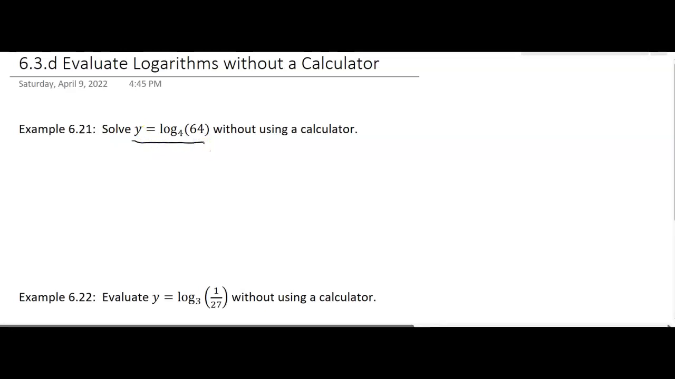And we're supposed to evaluate this side here. We're supposed to figure out what y is. So what we do is we convert it to exponential form. So here's the base, 4. And we go across here to get the exponent, y equals, and then it's going to equal the argument.